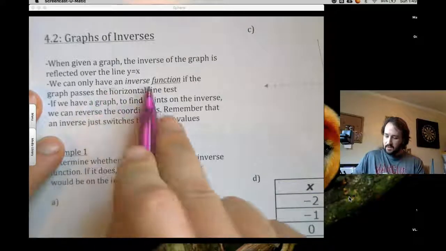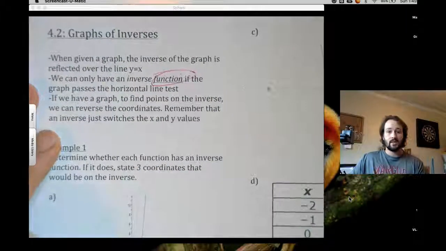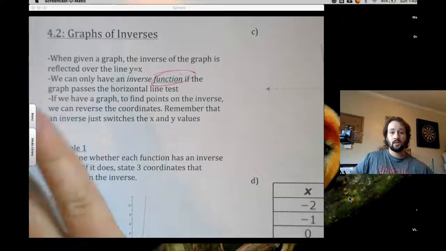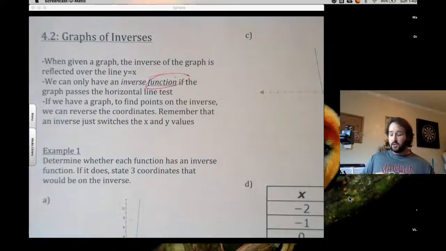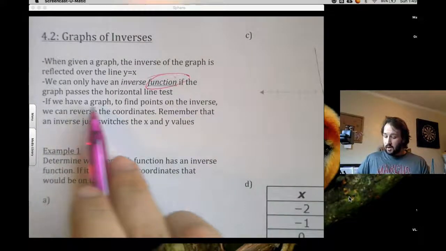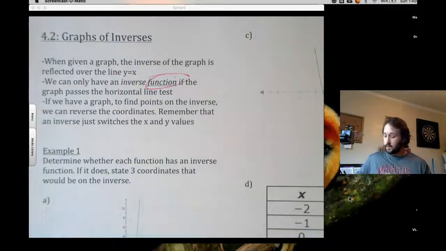We can only have an inverse function, and this word function is very important, if it passes the horizontal line test. Remember, we were talking about one-to-one functions. One-to-one function means the inverse is also a function. So if we have a graph, to find the points in the inverse, we can reverse the coordinates. Exactly. So that's what I was saying before.